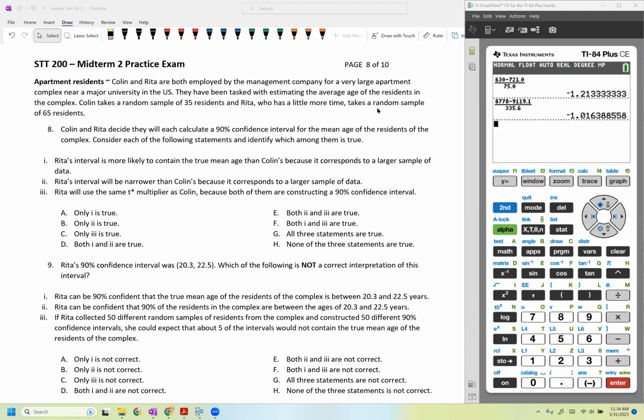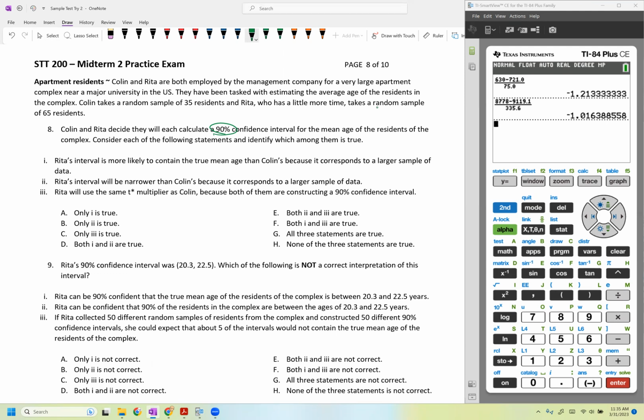Question 8, Colin and Rita decide to calculate a 90% confidence interval for the mean age of the residents in the complex. Again, the idea is that they're doing a sample so they don't have to contact everyone in the residence. And then when they do so, they get an estimate, and then we can find out with 90% confidence a range of values where you think the true mean would lie. Consider each statement and identify which ones of them are true.